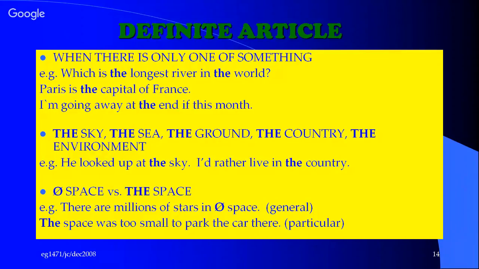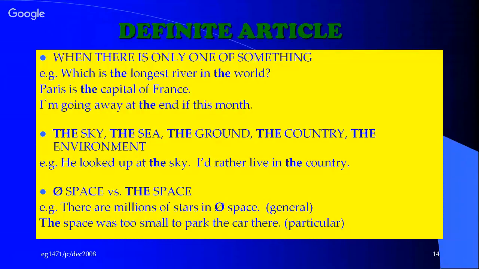When do you use no article? Where do you use the definite article? There are millions of stars in space, generally. Millions of stars. So there is no need to use an article there.